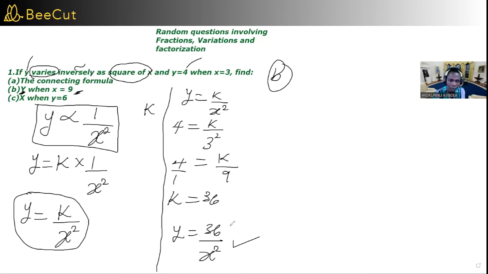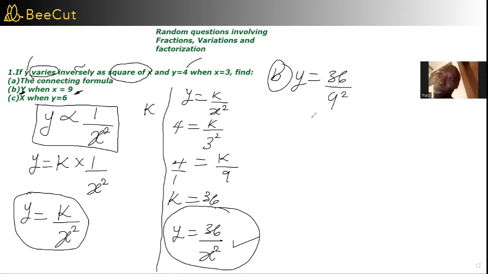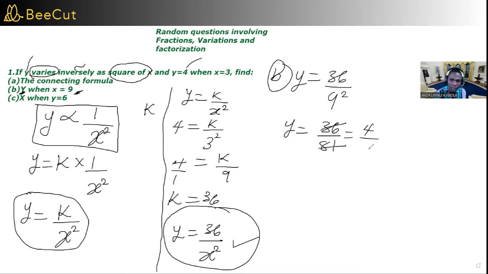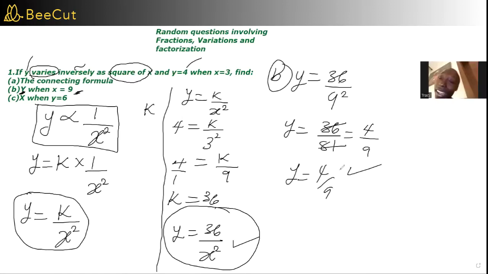Then this is the formula you are using now, because you already have your k. So y equals to 36 over what is x now? 9. So that would be 9 squared. So you now say y equals to 36 over 81. You can cut that down by saying how many 9 is 36? 4. How many 9 is 81? 9. So y is 4 over 9. That's the answer to the second question.